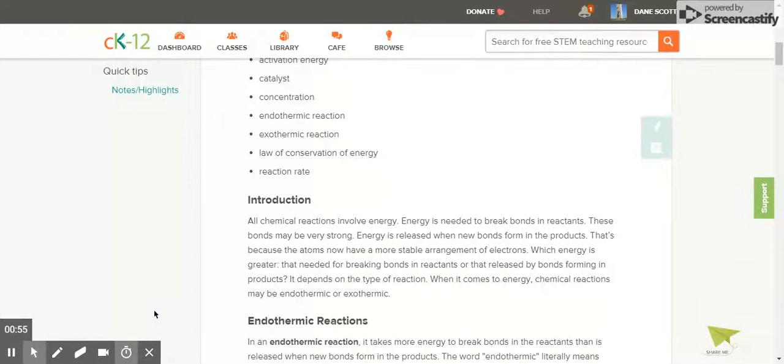Which energy is greater? That needed for breaking bonds in reactants, or that released by bonds forming in products? It depends on the type of reaction. When it comes to energy, chemical reactions may be endothermic or exothermic.